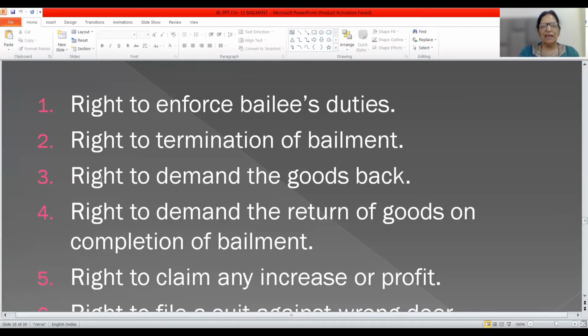Right to claim any increase or profit. Any accretion to the goods belongs to the owner. I have given you the example of cow and calf. So it is a duty of the bailee, he must return, which is the right of the bailor. He has the right to claim any increase or profit.